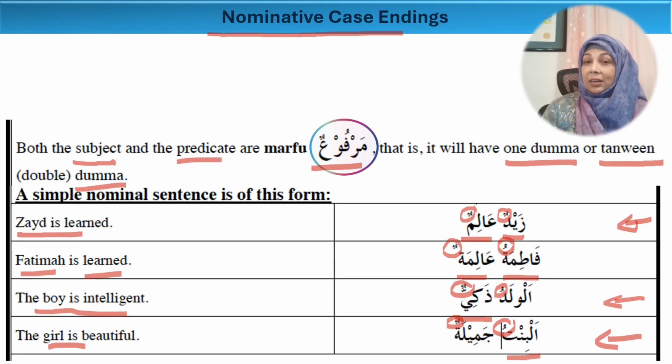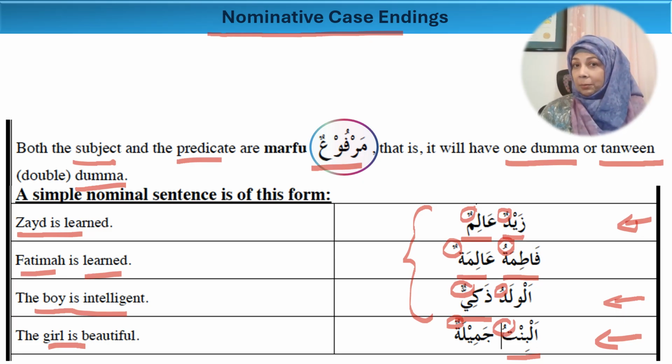which is the khabar. So as you have seen in all of these cases, the mubtada and the khabar end with a dhamma, single dhamma or a double dhamma, and we say they are in the nominative case, marfu'un.